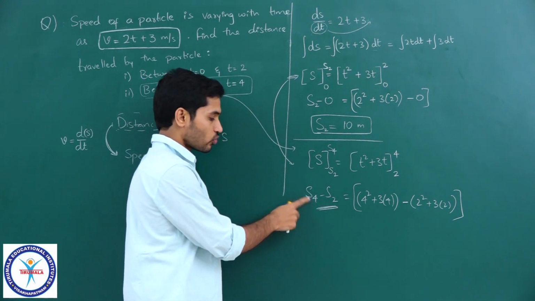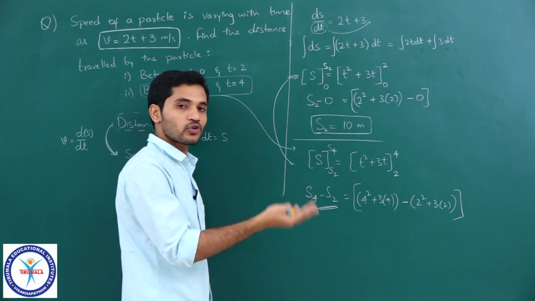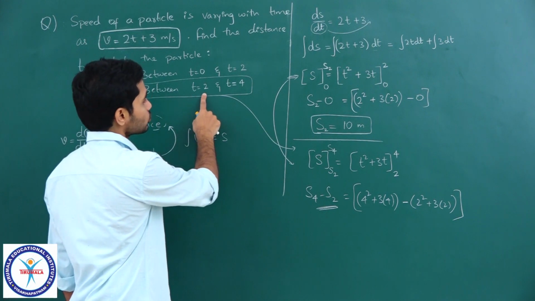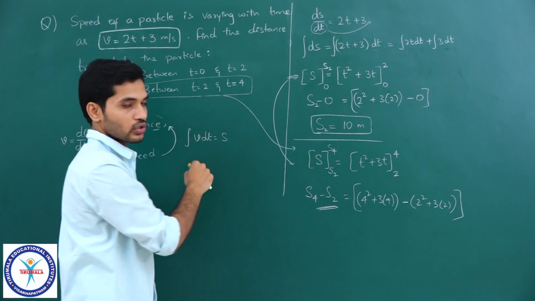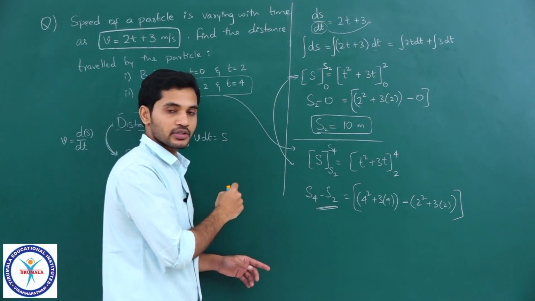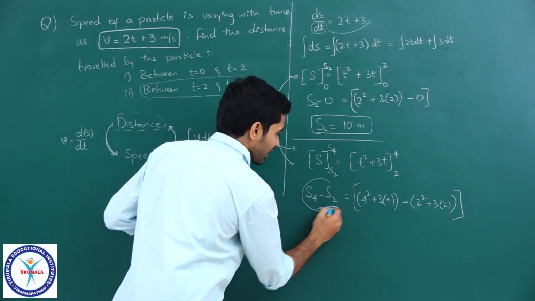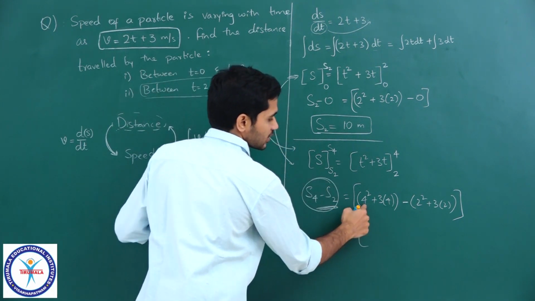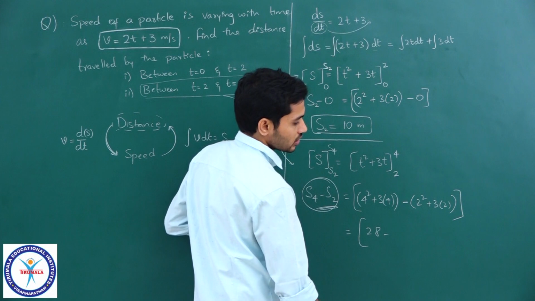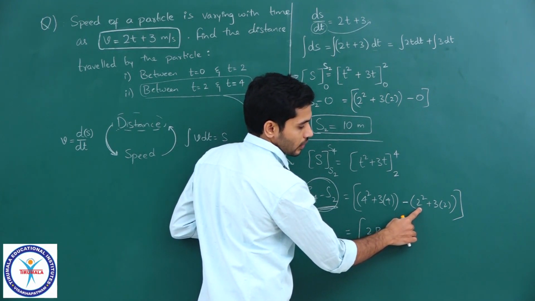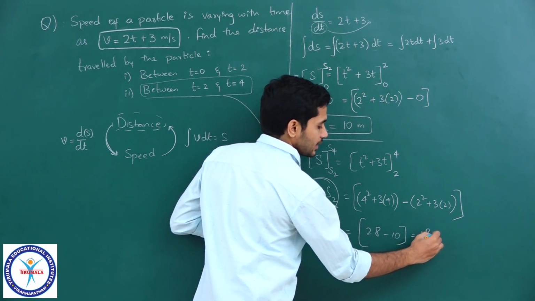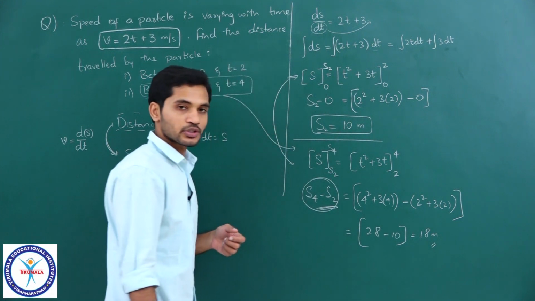They are not asking me S4. S4 means what? Distance covered in 4 seconds. They are asking me S4 minus S2 only. Distance covered between t is equal to 2 and t is equal to 4 means distance travelled in 4 minus distance travelled in 2, correct? So, they are asking me this value itself. So, that is equal to 16 plus 12, 28 minus, what do we have here? 4 plus 6, 10. So, this is equal to 18 meters, right. So, that should be the answer for that.